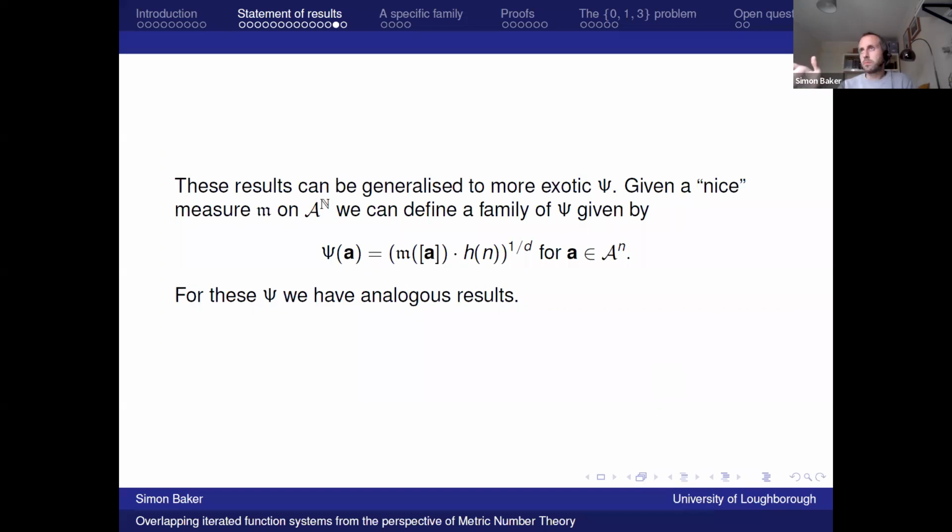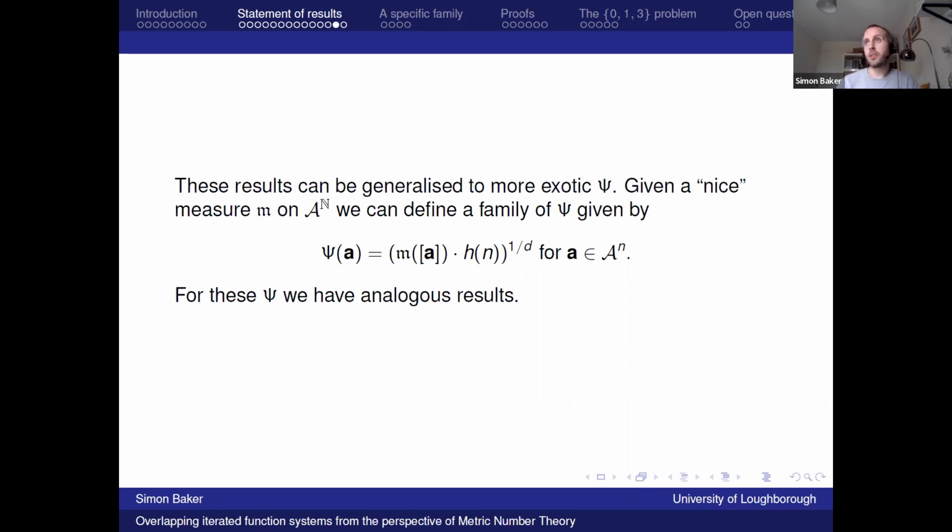So these results, the second was a bit more messy to state, but hopefully they should convince you that for these overlapping systems, we're seeing analogs of Khintchine's theorem when we consider approximations provided by these images of the projection.